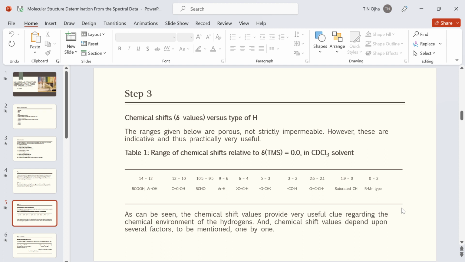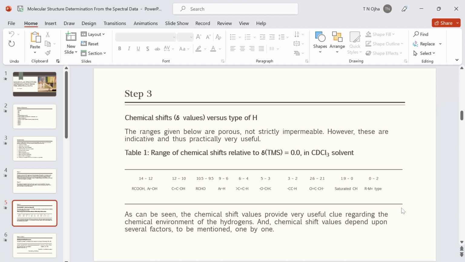From delta 14 to 12, we observe the carboxylic acid proton and phenolic protons. From 12 to 10, we observe enolic protons. From 10.5 to 9.5, aldehydic protons. From 9 to 6, aromatic hydrogens. From 6 to 4, alkenic hydrogens. From 5 to 3, hydrogens directly linked to a carbon which is carrying an oxygen directly linked to it.